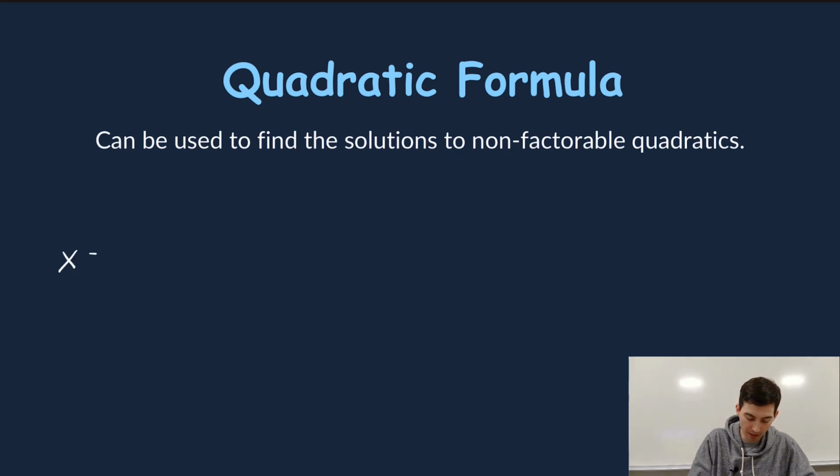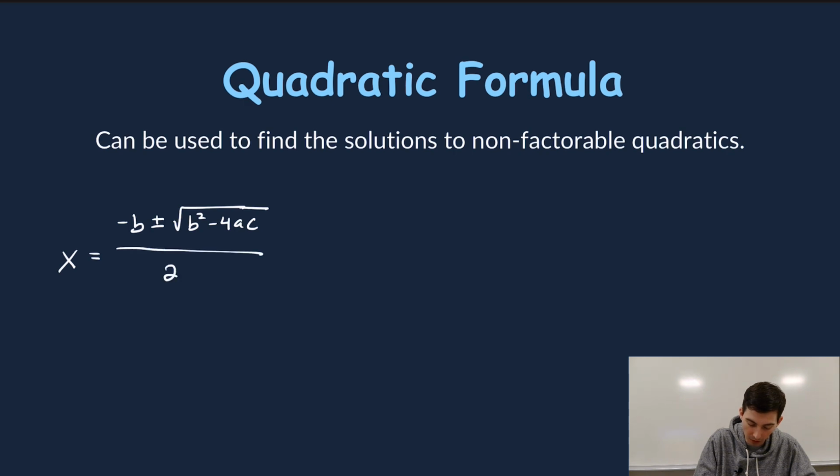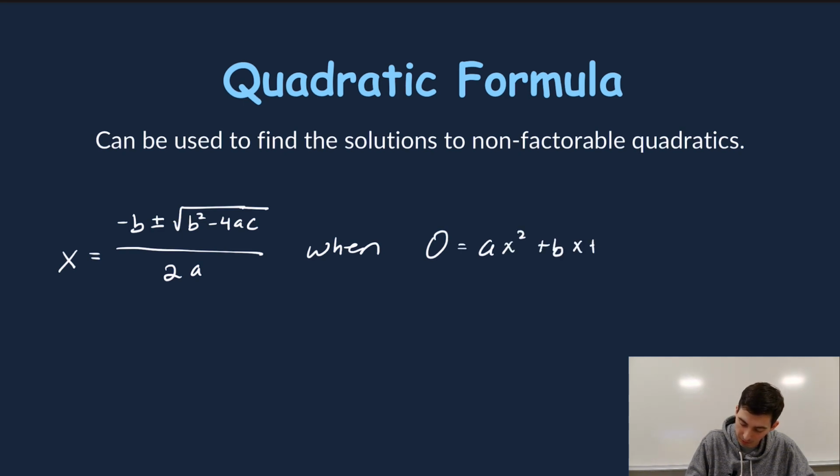And so we have the formula here: x equals negative b plus and minus the square root of b squared minus 4ac, all over 2a, and that is when 0 is equal to ax squared plus bx plus c. So when we have a standard form quadratic and it's already equal to 0, we can take my a, b, and c values and plug them right into this formula, okay?